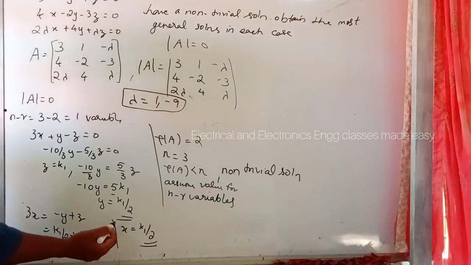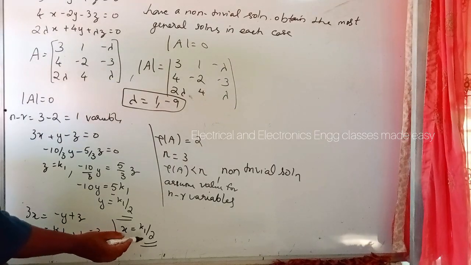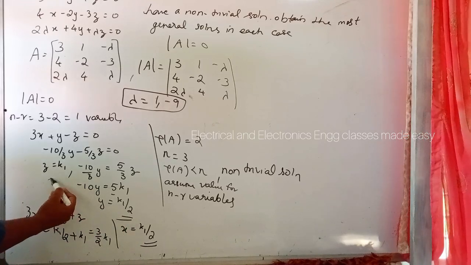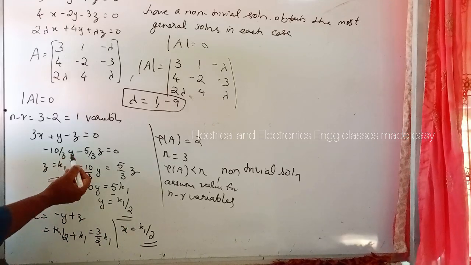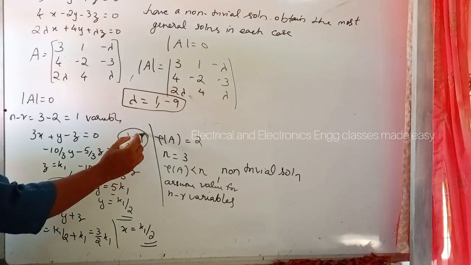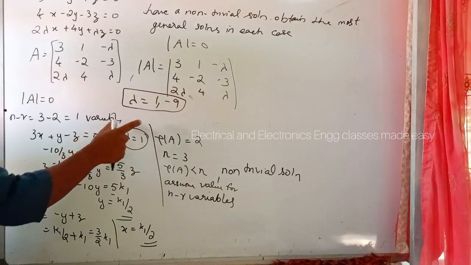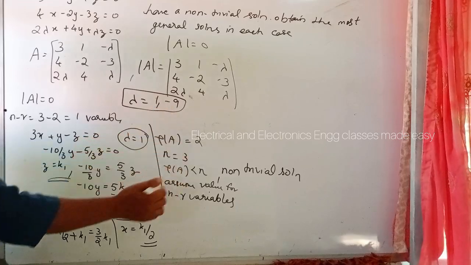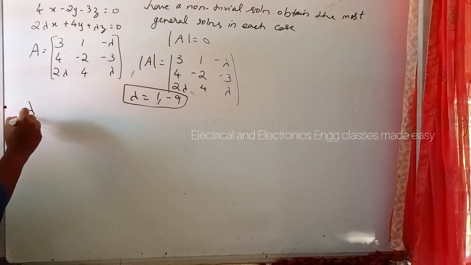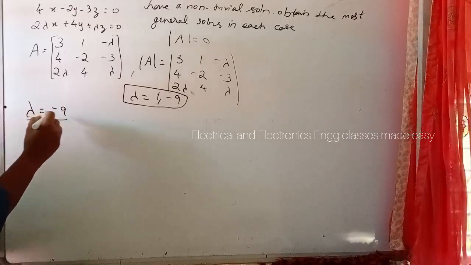So the solutions are x is equal to k1 by 2, then y is equal to minus k1 by 2, and z is equal to k1. So this is the solutions for lambda is equal to 1. Now we have to find the solutions for lambda is equal to minus 9. Now let us put the value of lambda equal to minus 9.